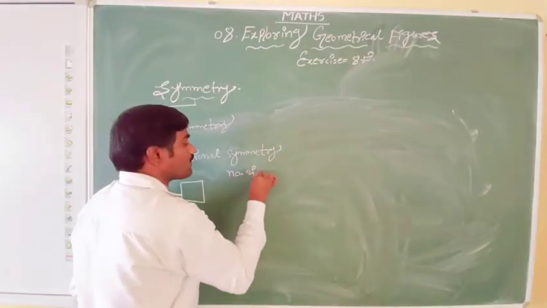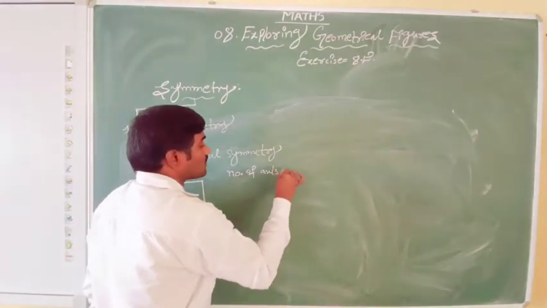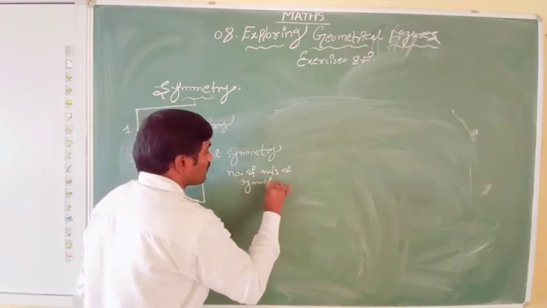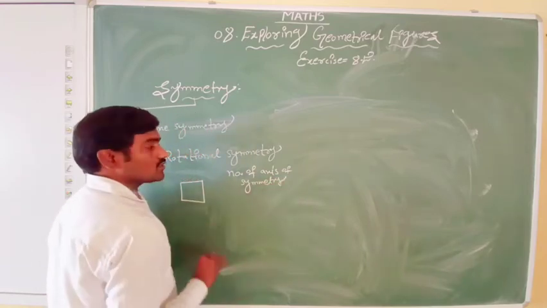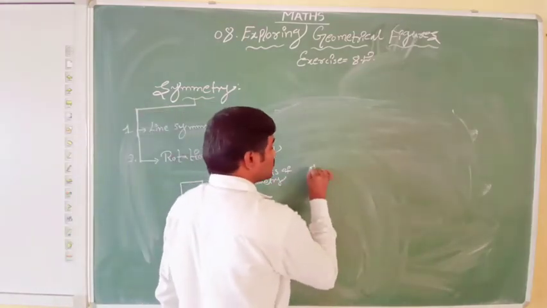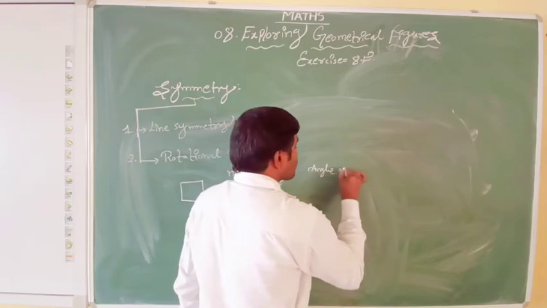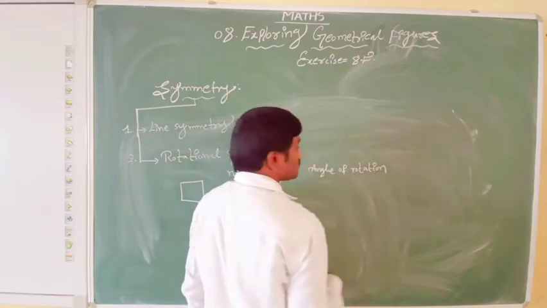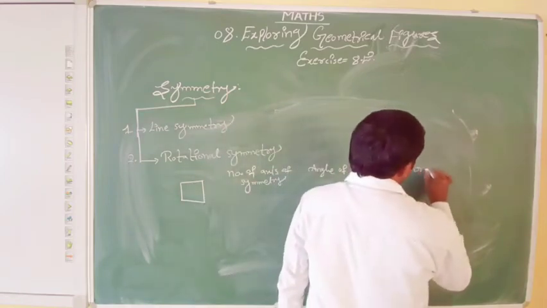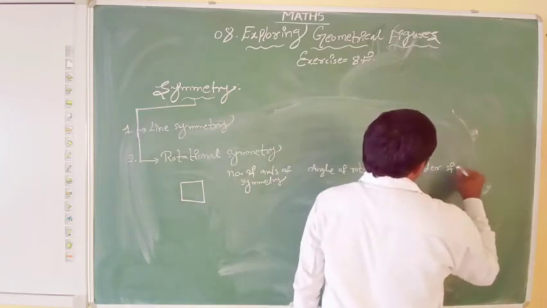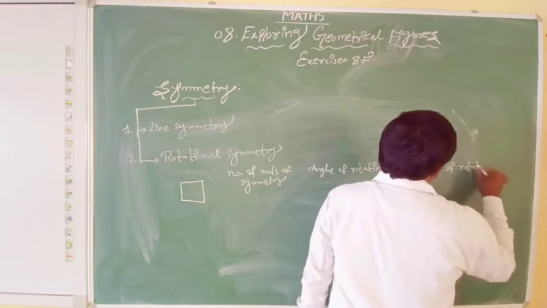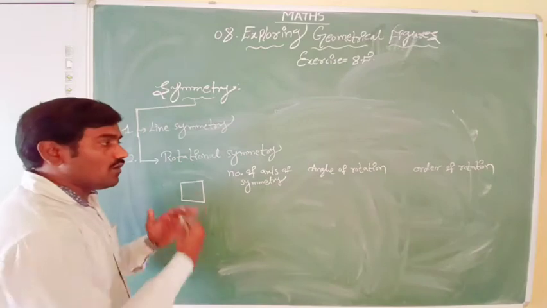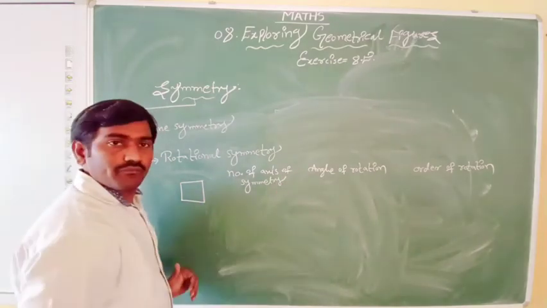Number of axes of symmetry, angle of rotation, order of rotation. This means we need to understand that one is interlinked with the other.